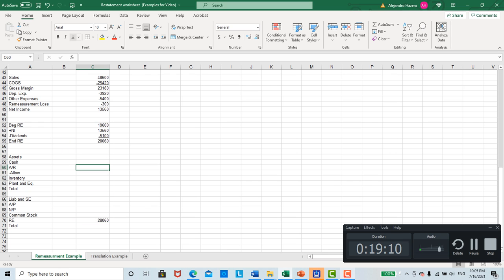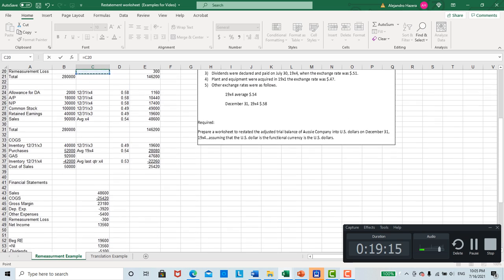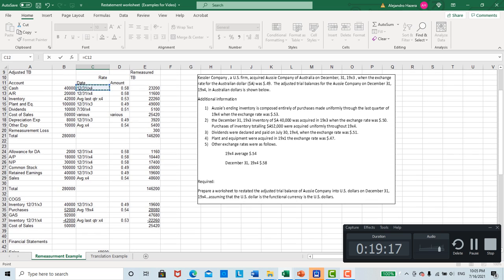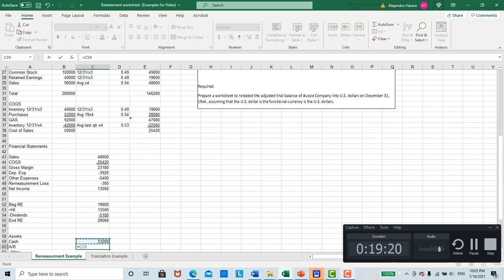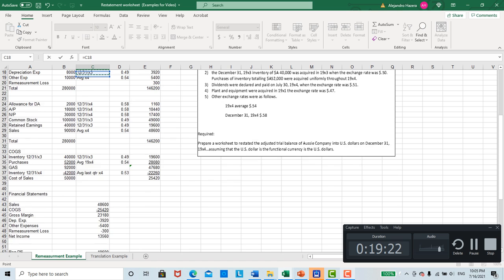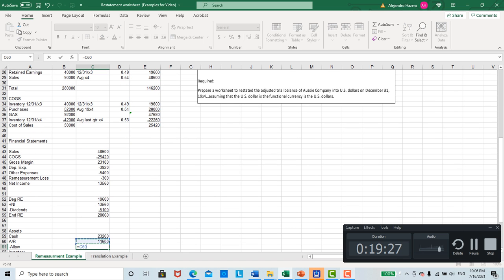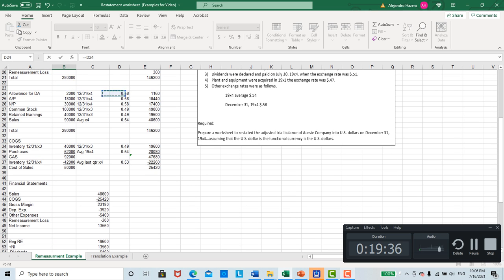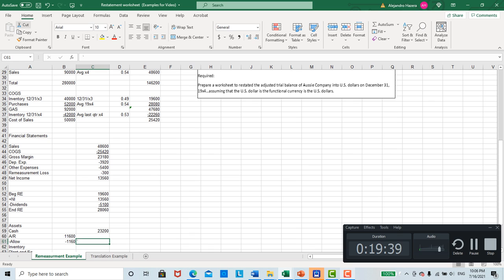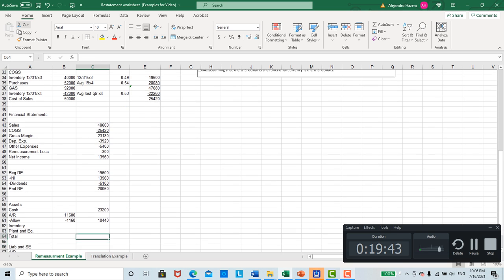And now we'll just bring all the assets down and the liabilities down and balance them out. Your cash, 23.2. Accounts receivable, 11.6. I'm going to bring that over here and get the net realizable value. Your allowance should be at the very top there, minus 1,160. So your net realizable value for accounts receivable is 10,440.